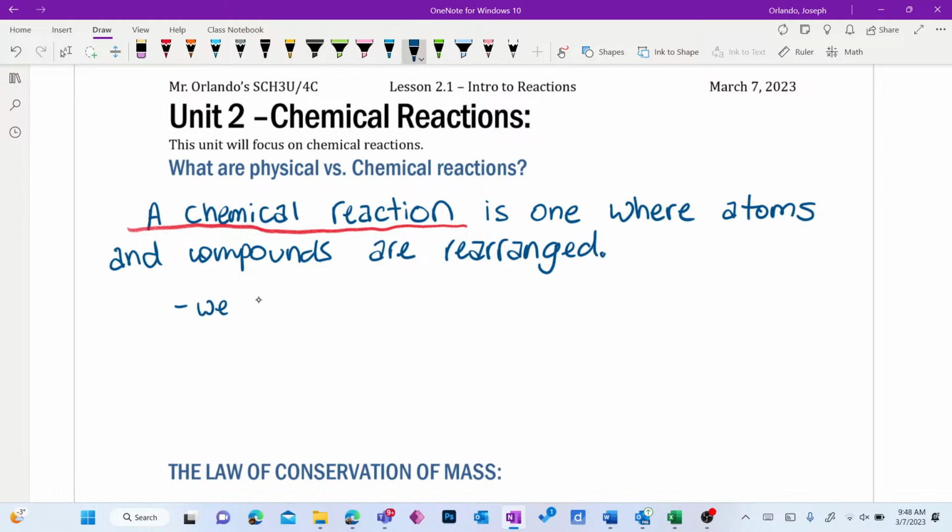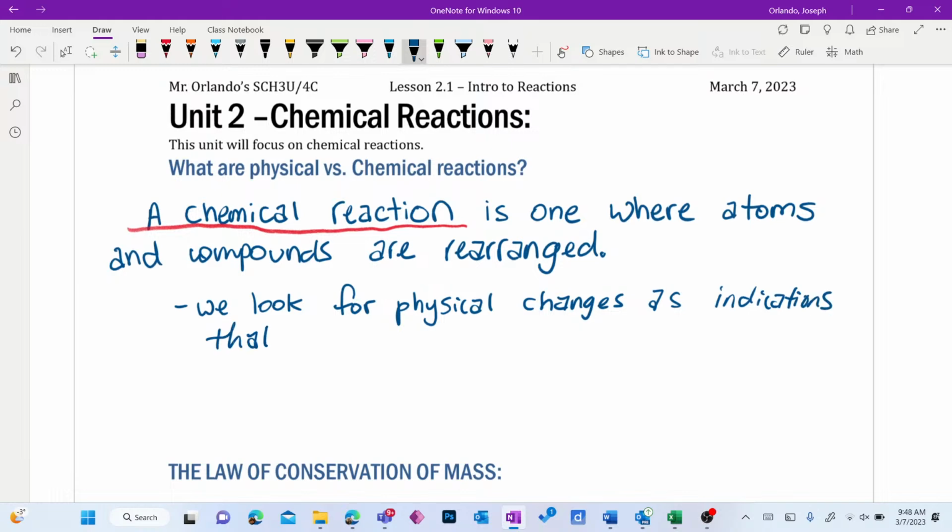We look for physical changes as indications that chemical reactions have taken place. What are some of the things we'd often see? Somebody mentioned a change in color. I liked that. We got change in consistency and texture. That definitely can happen. I'm not going to put it here as a key one that we look for in this course, but it's definitely a good, legit answer.